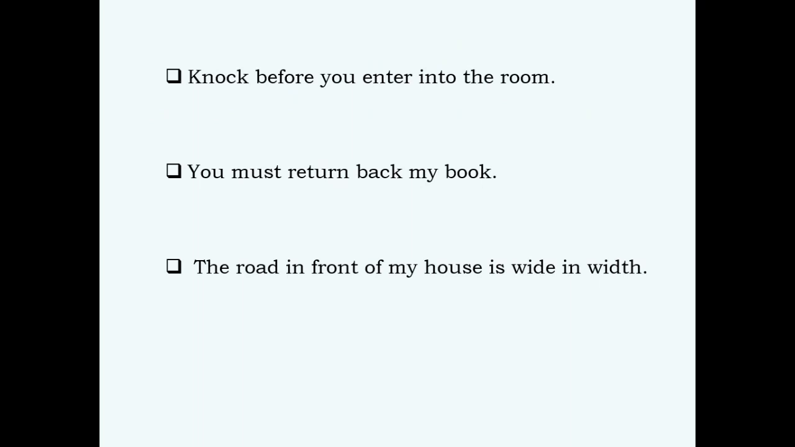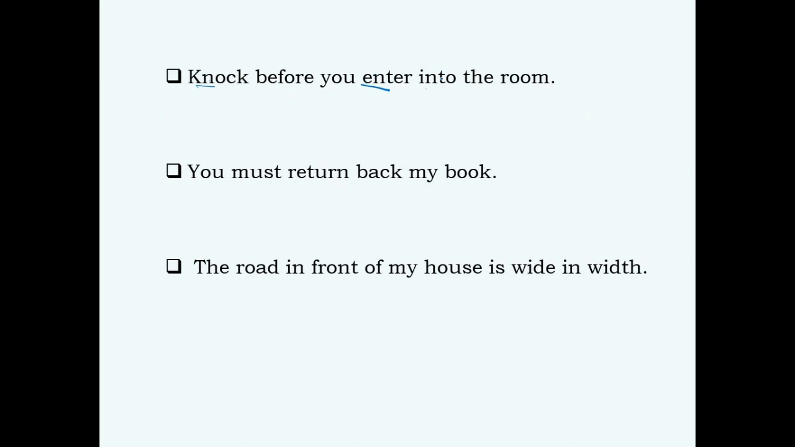Now I have these three sentences here, knock before you enter into the room. So there's also redundancy here. If you see knock before you enter into the room, enter, you're already saying going in, and then you say into, it's going in.